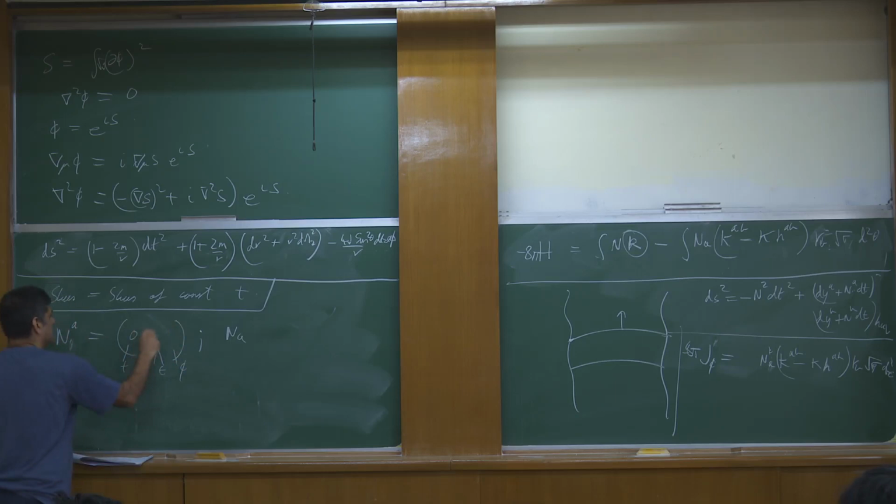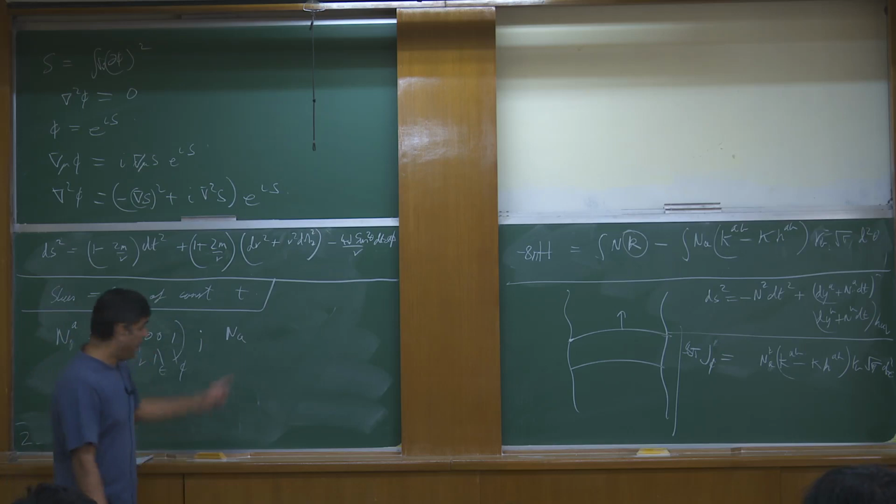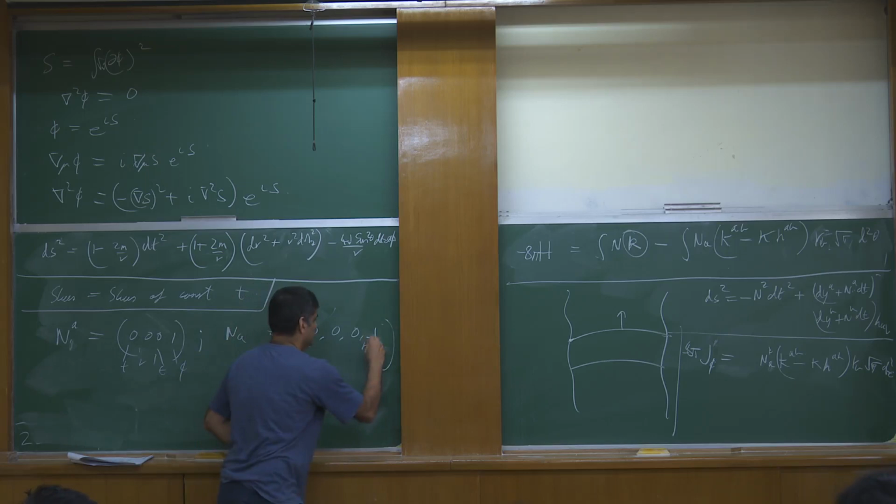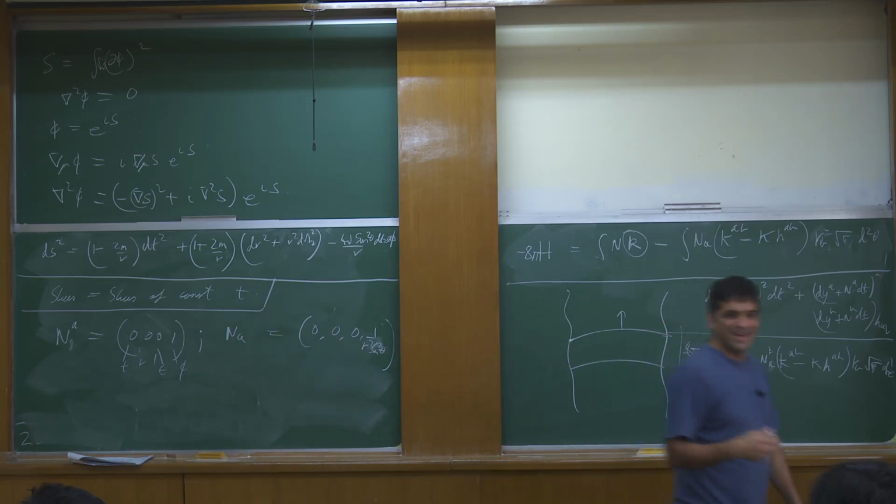Yeah, because we have chosen that. I was thinking about the general case. I understand. And N_A therefore is equal to 0, 0, 0, 1 by R squared sine squared theta, because the metric has an R squared sine squared theta d phi squared.